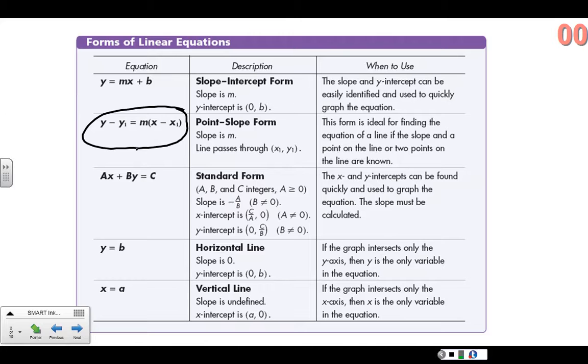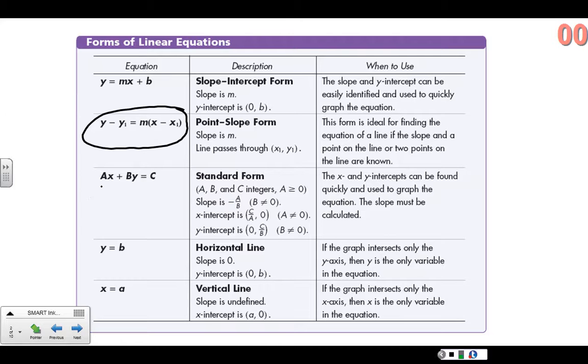To use this, if we're writing equations, we're going to plug in the point x1, y1 into the formula. And if you know the slope, you can plug it in right there for the m. So this is used in writing equations of lines.